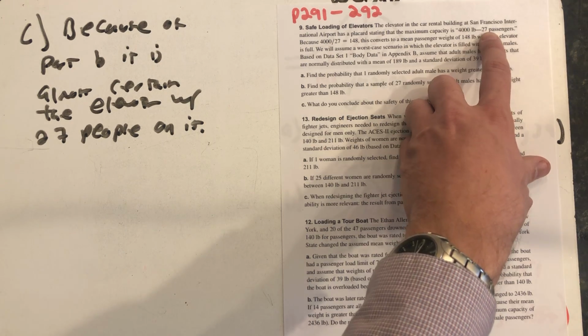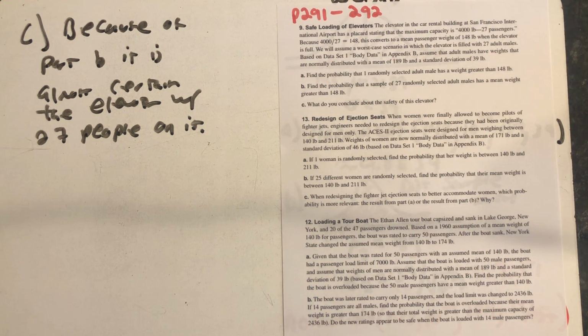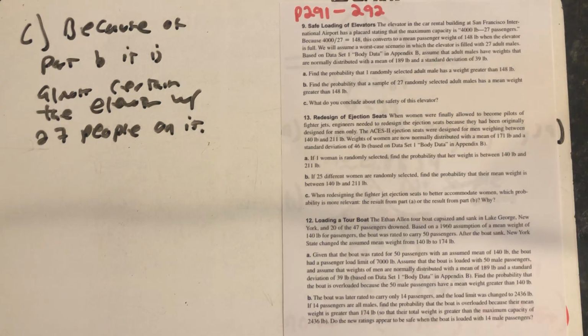I would recommend to whoever is managing this elevator that they significantly lower this number as to not have this high of a probability of overloading the elevator. So that's number 9. I want to move on now to number 13, which is over on page 292.